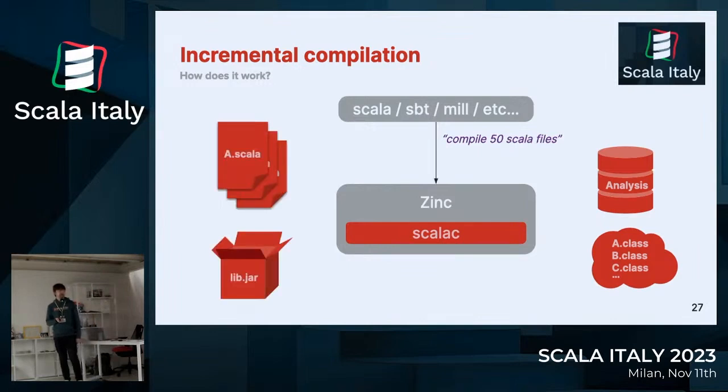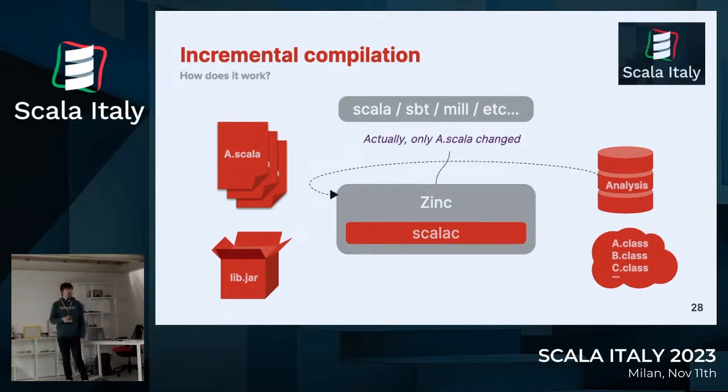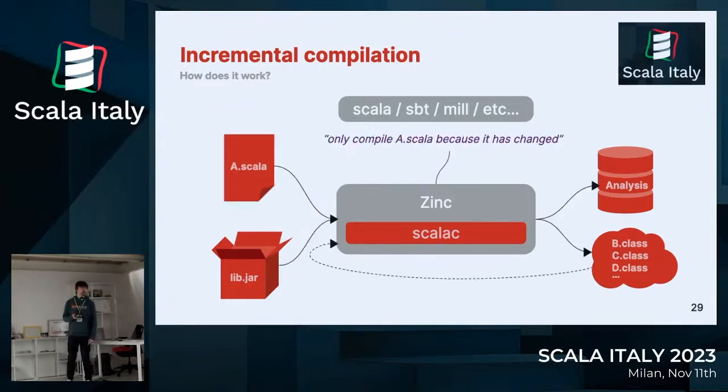And then let's say you edited one single file. Again, the build tool is going to say, compile all the 50 files. But actually, Zinc is going to read the analysis and say, oh, I've discovered that only A changed. So it's only going to pass A into the compiler again. And it will reuse the classes from the previous compilation. So feeding it back into the beginning.